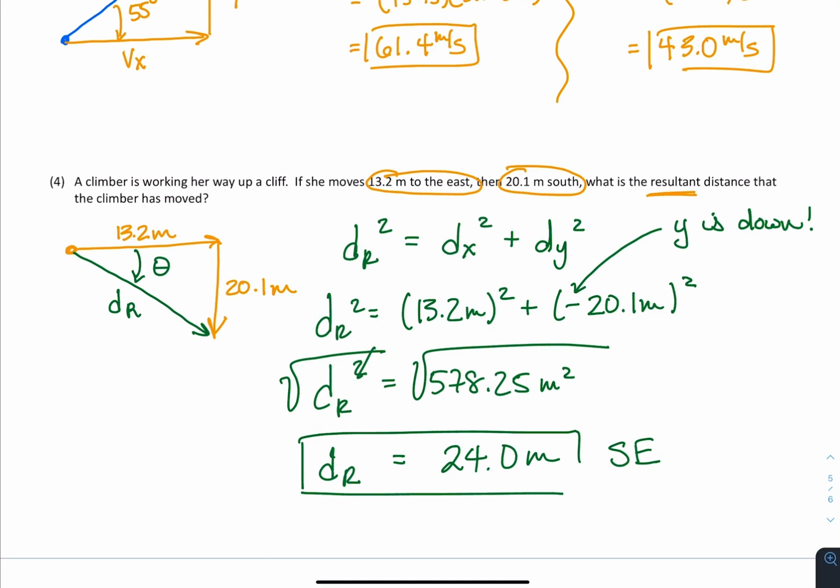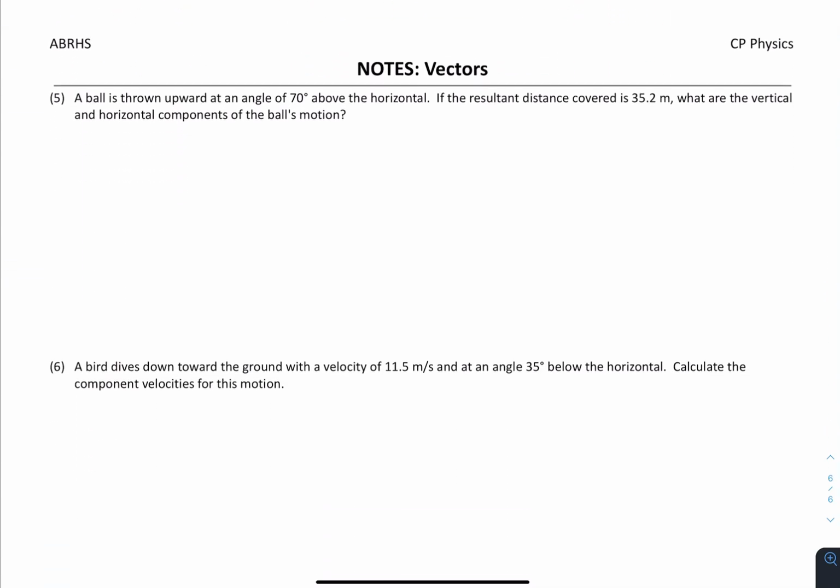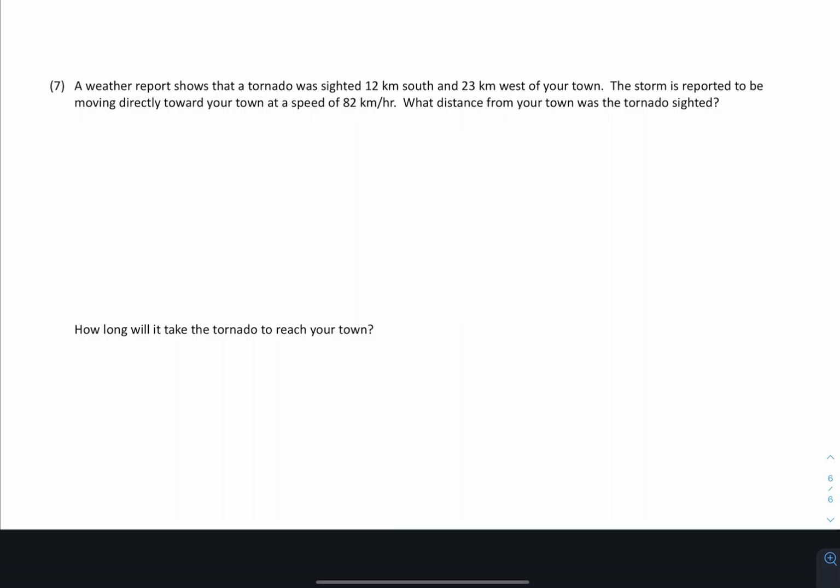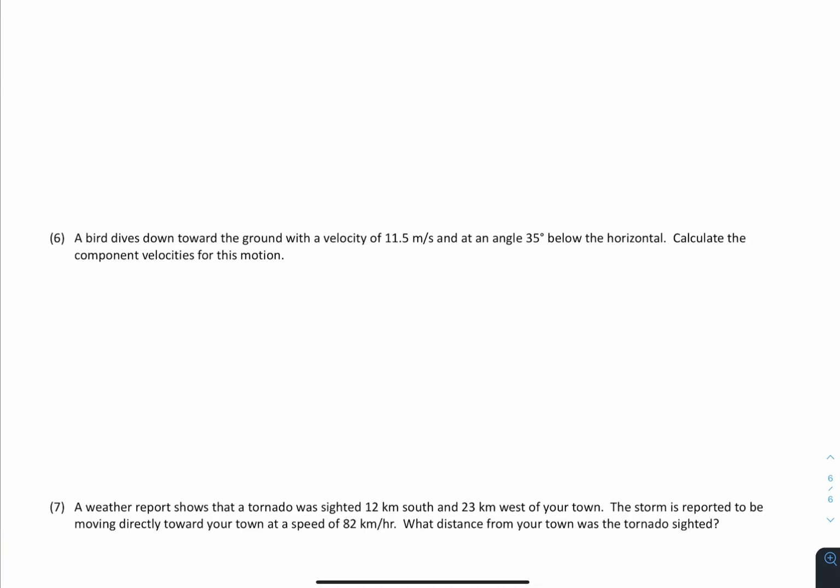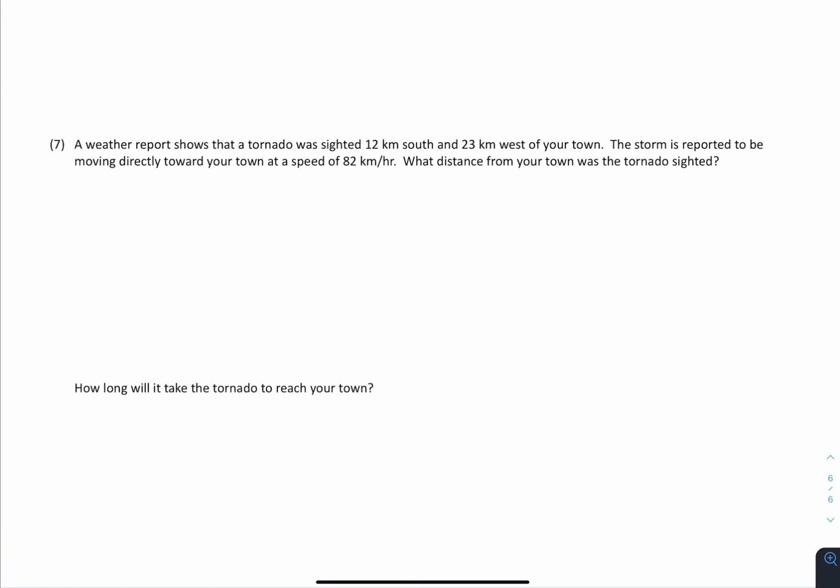Okay, so that gives you 2 examples of each type of problem. There are more problems here: 5, 6, and 7. Why don't you give those a try? Although actually, you know what? I think I'm going to work 7, because 7's a little bit different.